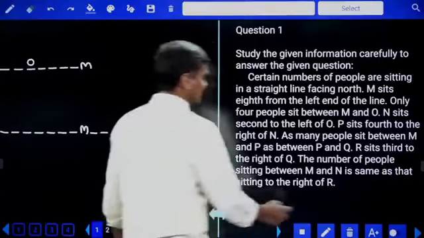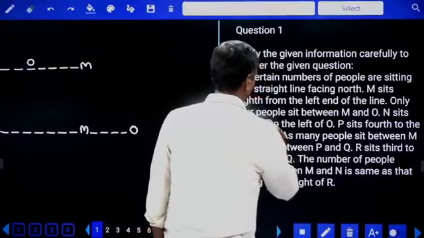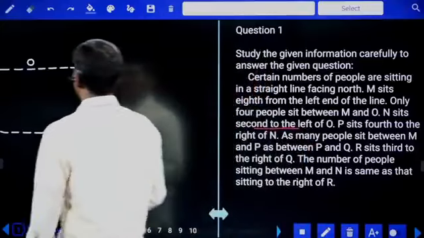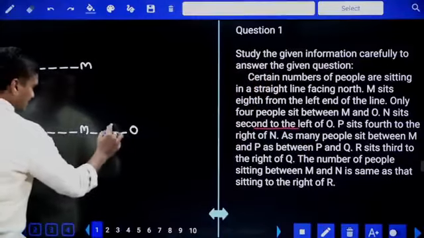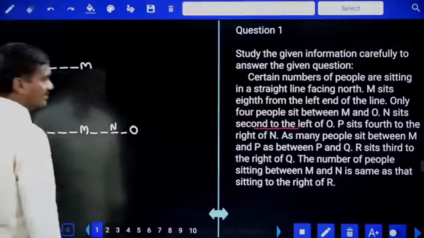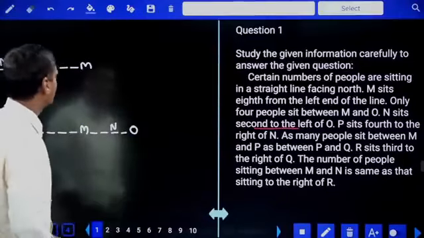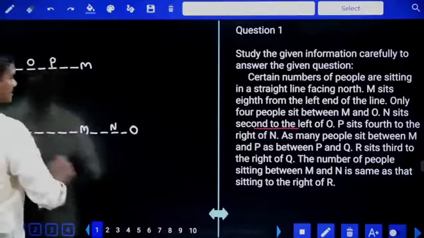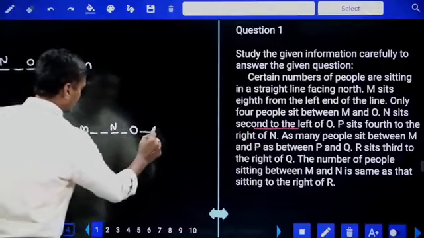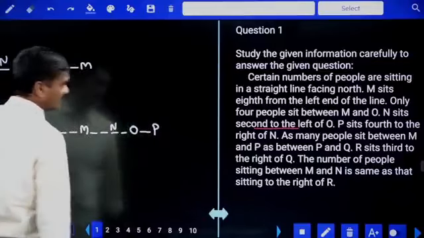And N sits second to the left of O. Who is this N? N is seated second to the left of O in the first case, and in the second case N sits second to the left of O. And P sits fourth to the right of N: 1, 2, 3, 4. P sits fourth to the right of N.